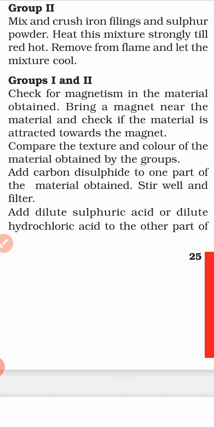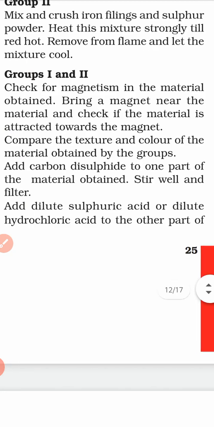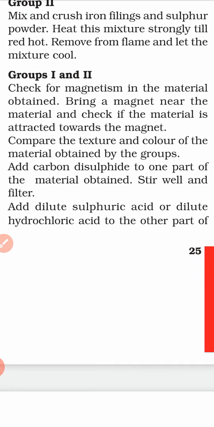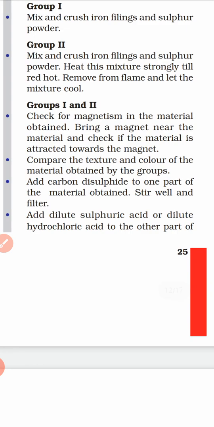But in group 2 there is no such sulfur. Sulfur is not showing its property in the compound of group 2, because it is iron sulfide. Iron sulfide has a different property; it is not the same as sulfur or iron. So when carbon disulfide is added to iron sulfide, no change takes place. It will remain as it is. But in the mixture in group 1 there will be a change, because sulfur shows its property and gets dissolved in carbon disulfide. Next one, add dilute sulfuric acid or dilute hydrochloric acid to the other part of the material.